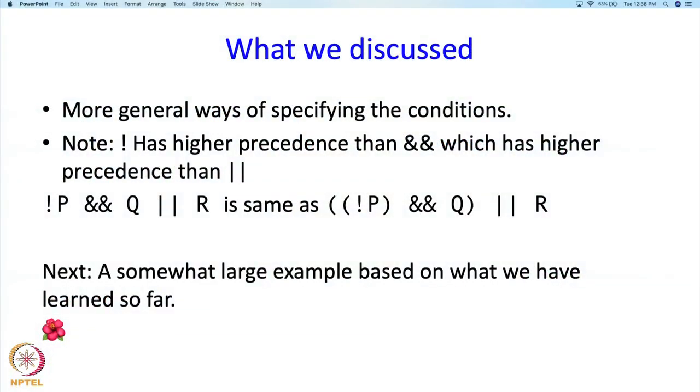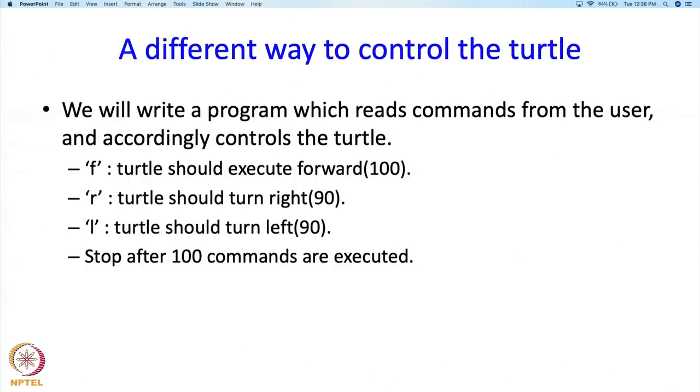Welcome back. In the previous segment, we discussed general ways of specifying conditions. In this segment, we are going to take a largish program example. It is actually going to be small, but it will actually do something. In that sense, it is a large example. It is a full program which does something.